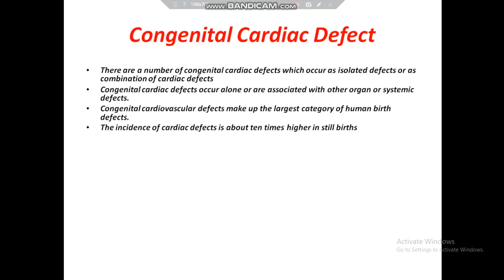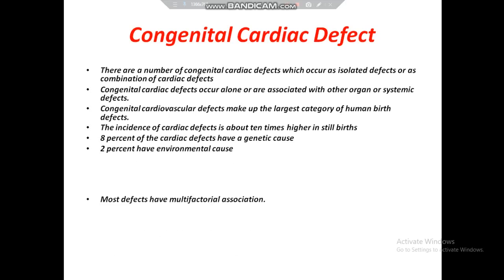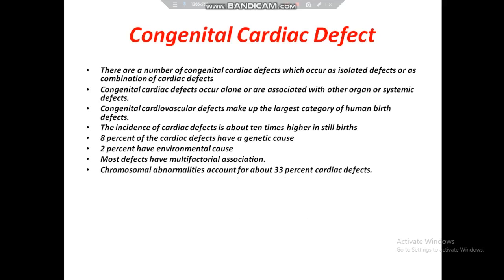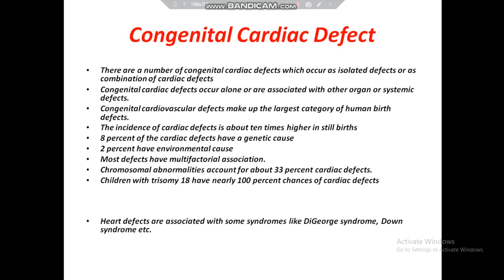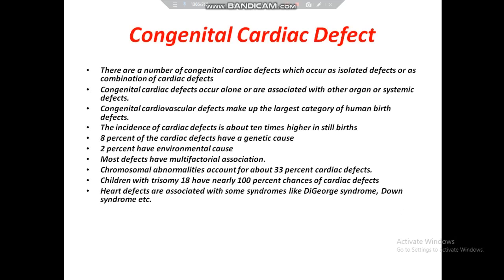The incidence of cardiac defects is about 10 times higher in stillbirths. Stillbirth means children who are born dead. 8% of cardiac defects have a genetic cause. 2% have an environmental cause. Most defects have a multifactorial association, that means environmental as well as genetic association. Chromosomal abnormalities occur in about 33% of cardiac defects, and some chromosomal abnormalities like trisomy 18 have 100% chances of cardiac defects. Heart defects are associated with some syndromes like DiGeorge syndrome, Down syndrome, etc.